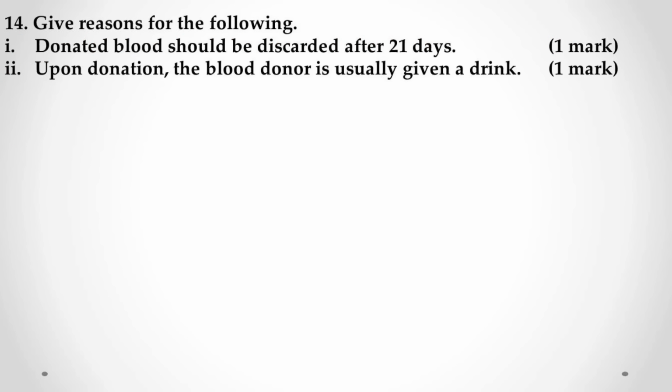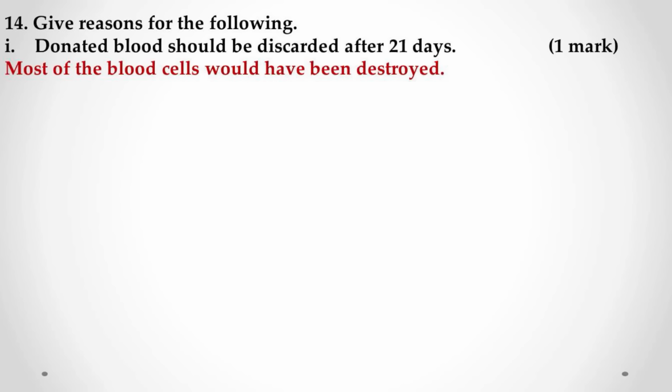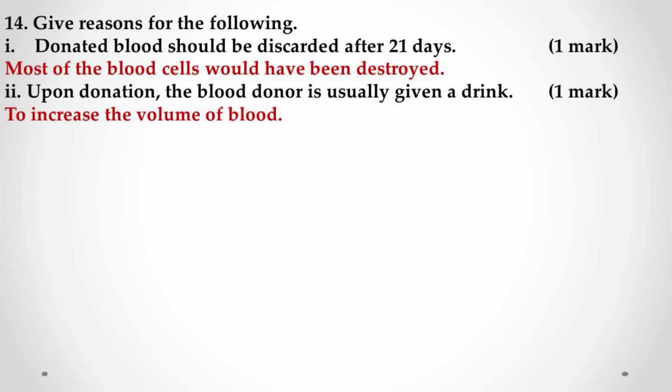Question 14. Give reasons for the following. 1. Donated blood should be discarded after 21 days. 2. Upon donation, the blood donor is usually given a drink. The reason why donated blood should be discarded after 21 days is that most of the blood cells would have been destroyed. And the reason why upon donation the blood donor is usually given a drink is to increase the volume of blood.